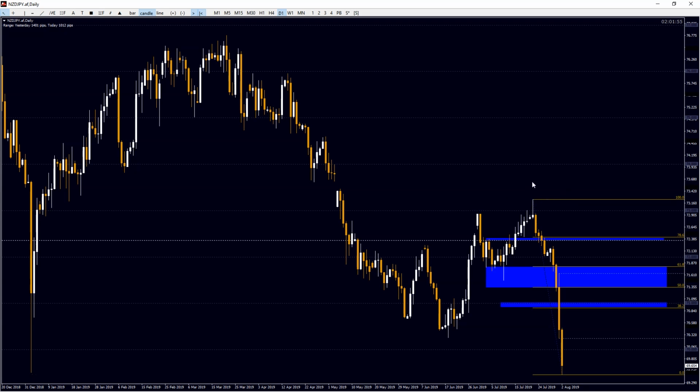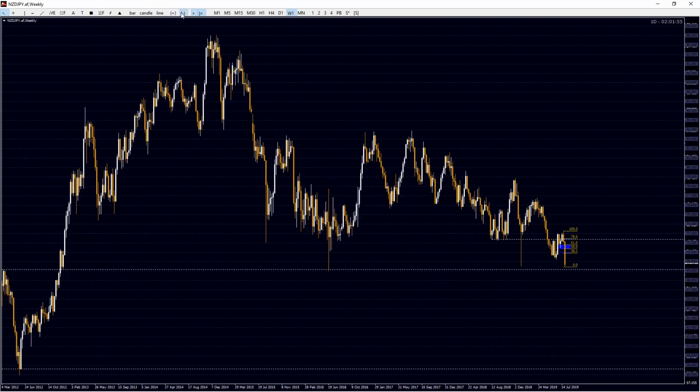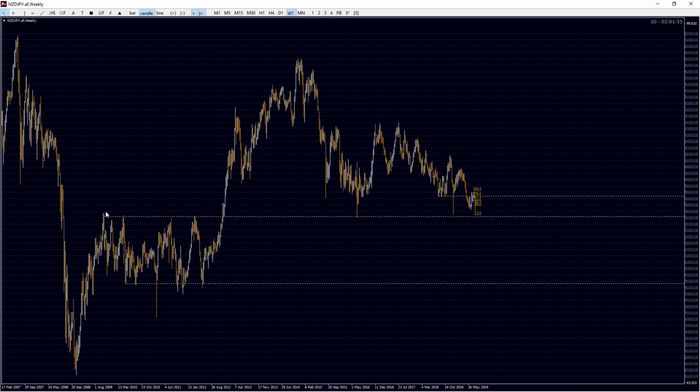Now, there's also an important area we need to be mindful of, which is the 69 handle. If we just go to the weekly time frame and zoom out a bit, you guys can see that this 69 level has actually acted as both support and resistance on multiple occasions on the weekly chart.